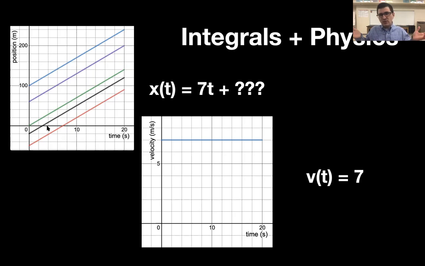We're just going to say, well, we don't know the initial position, so all we know is 7t plus c. C is some initial position that we don't know and we can't know just by looking at the velocity versus time graph. So that's where that plus c comes from.